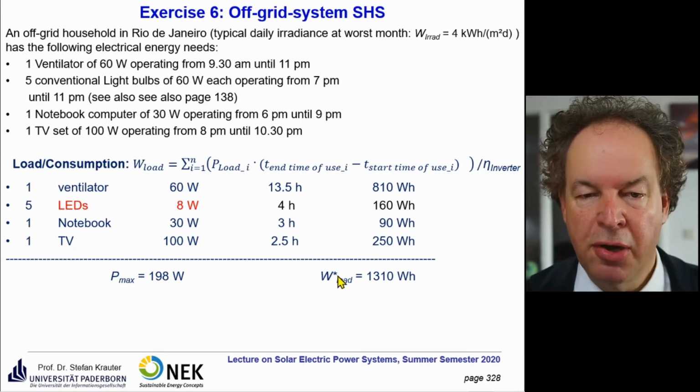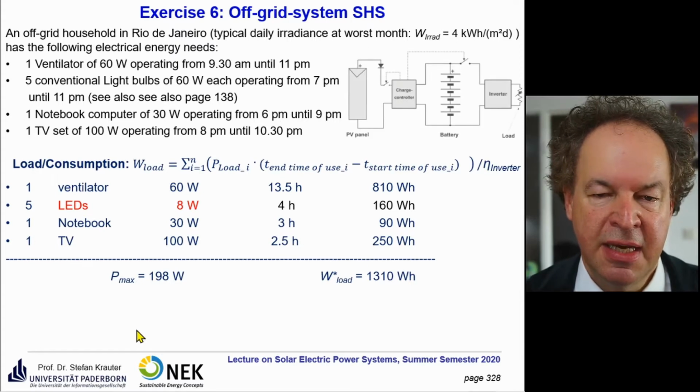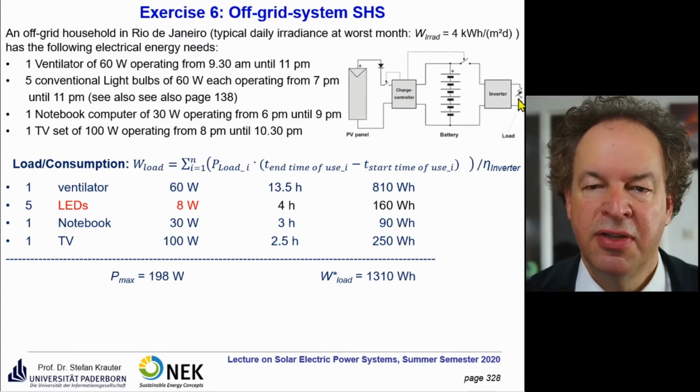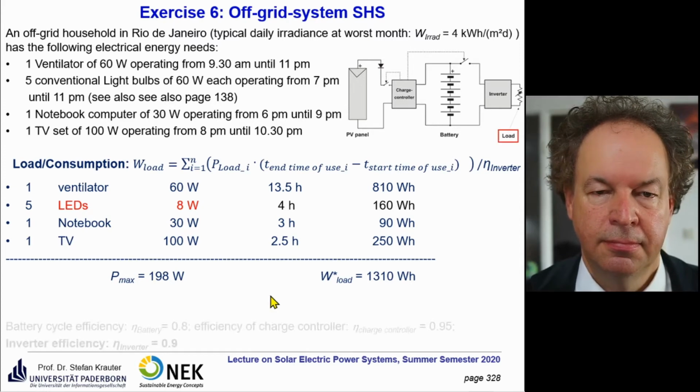This is a small star. That means we did consider the inverter efficiency. We calculate this also. So we have here the load, and we have to consider the inverter. So this was our load we calculated, include the inverter. Then the next calculate the battery, and as a last step we calculate the size of the PV panel.